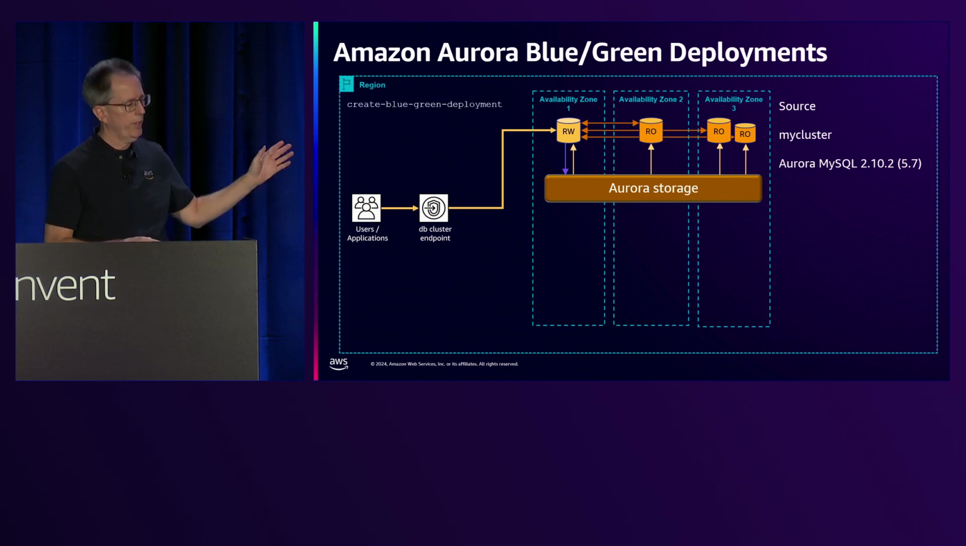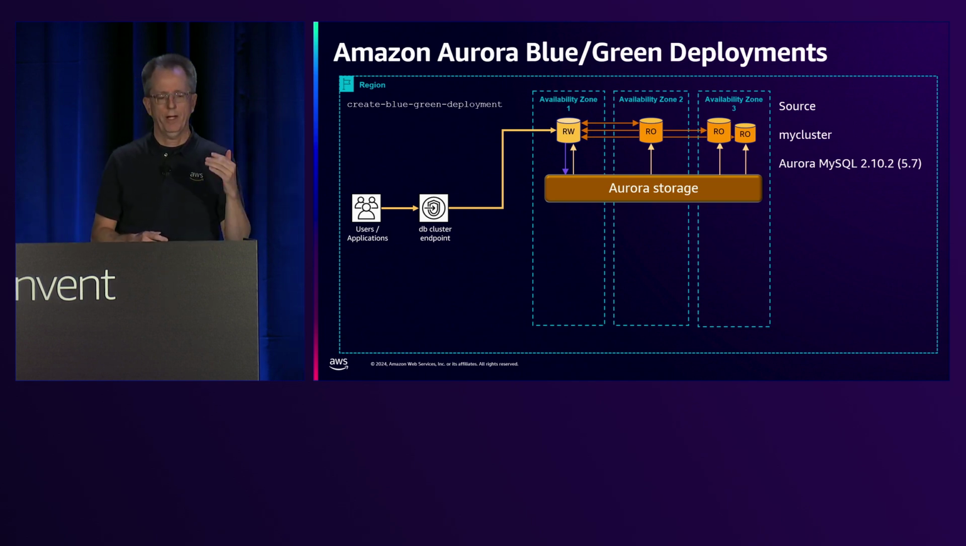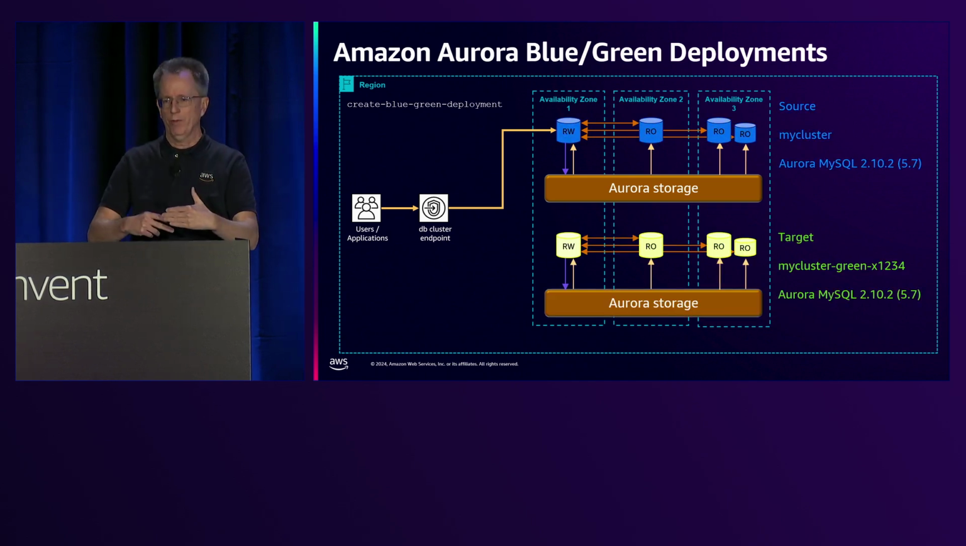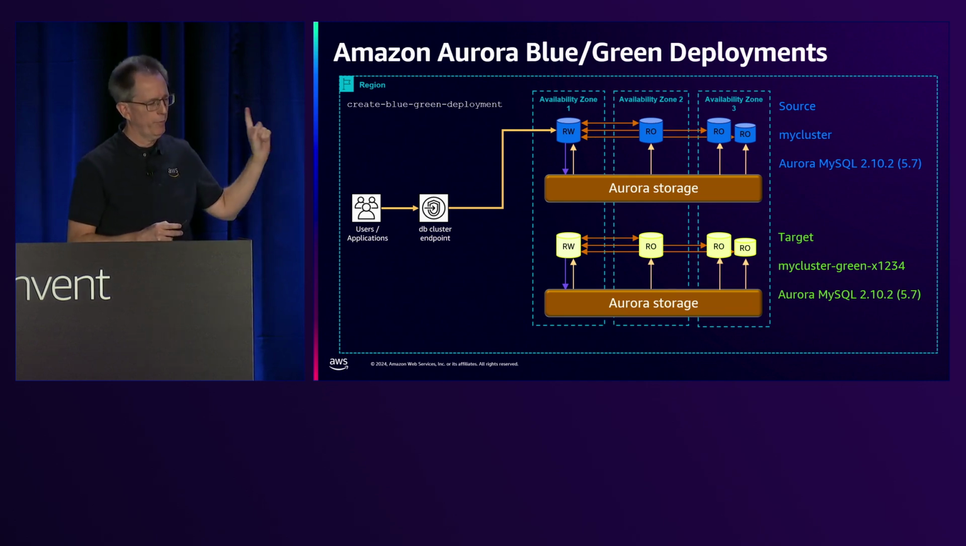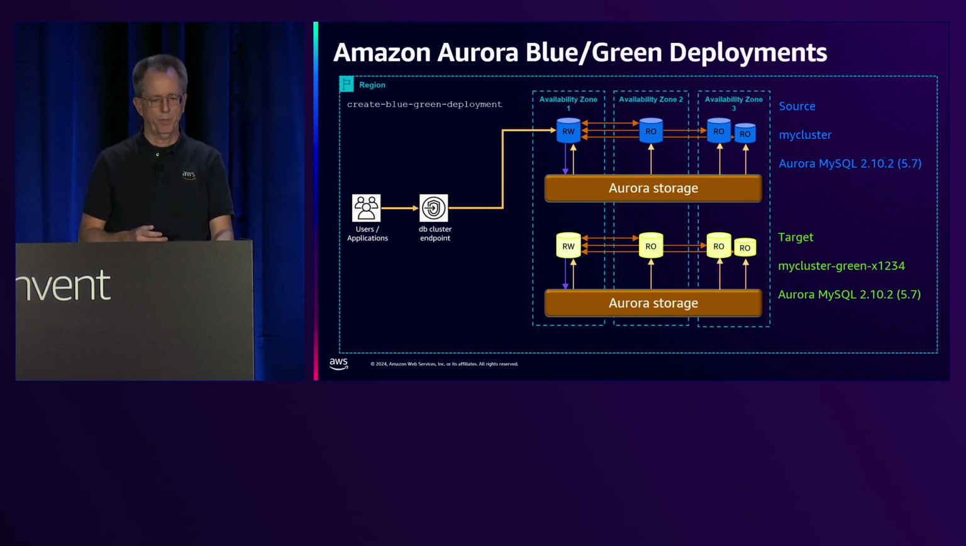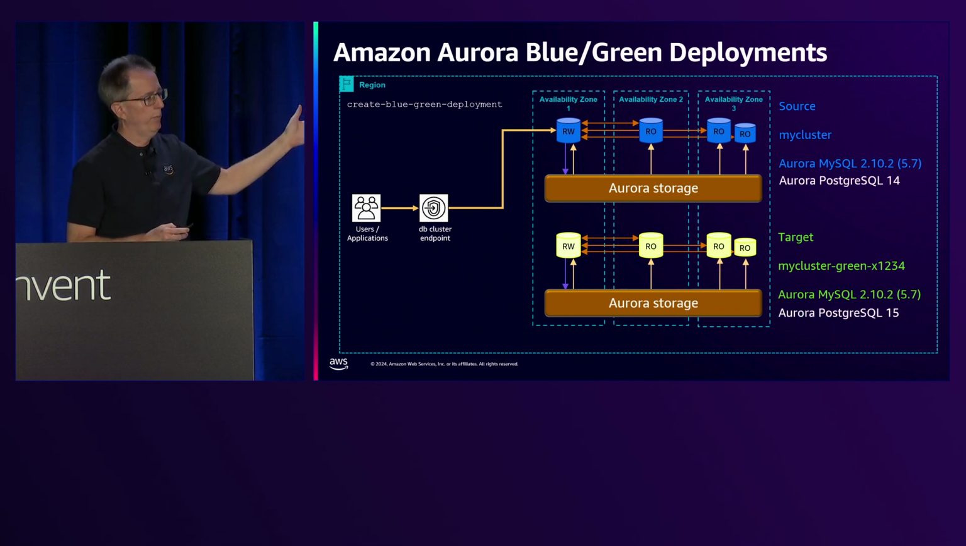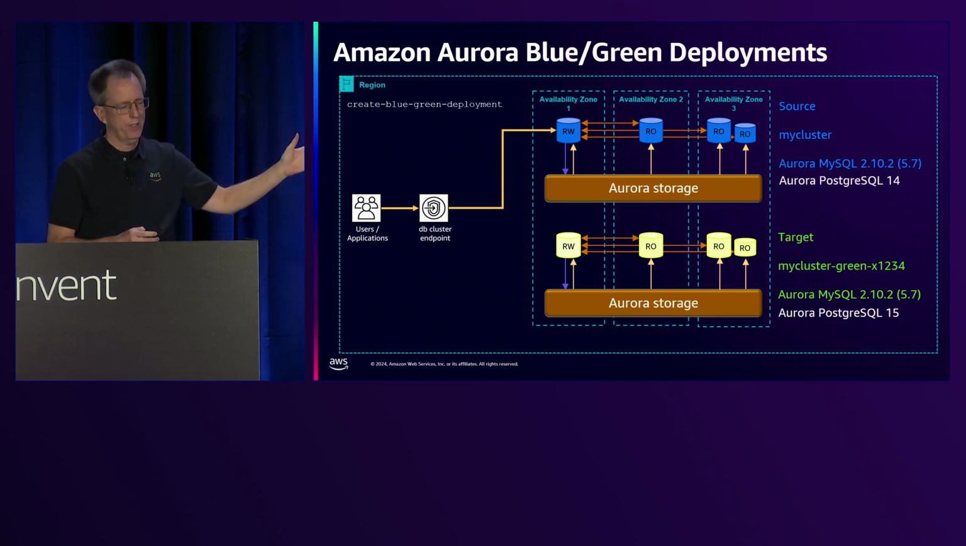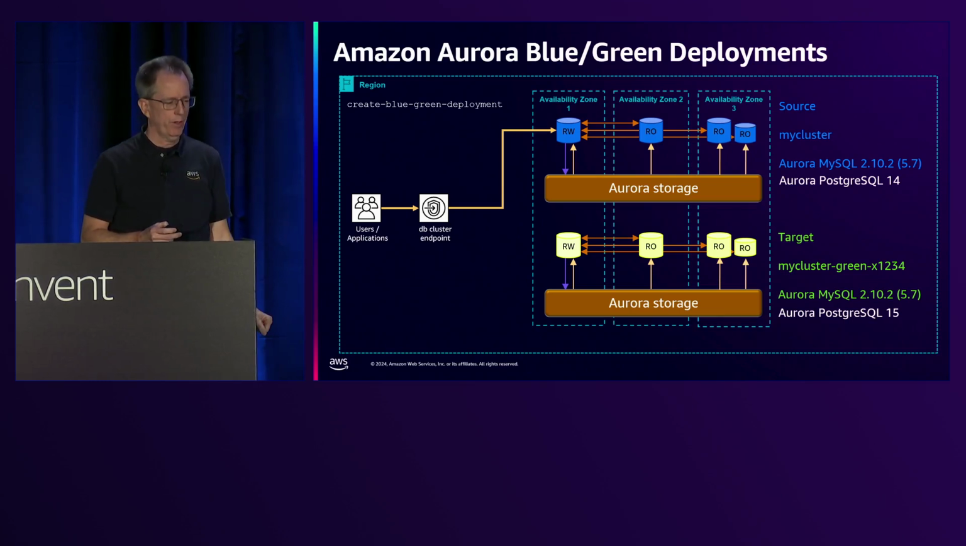You start by running create blue-green deployment as the command. What that's going to do is create basically a green version and make the original one blue. And you can see that the target has the name MySQL cluster green dash, some number. So this is how you can tell the difference. You can do this with Aurora Postgres as well, so it's not just MySQL. We support both of those.